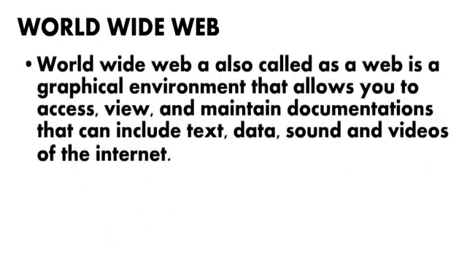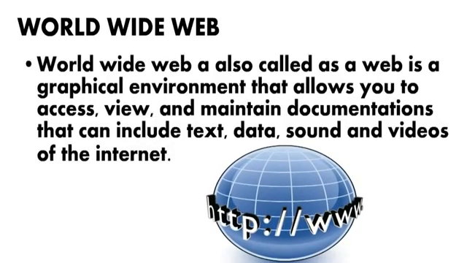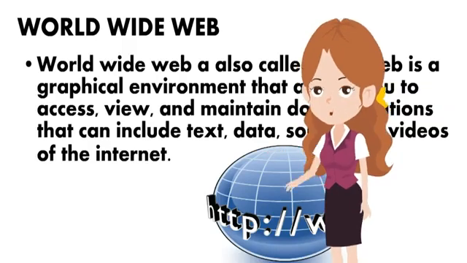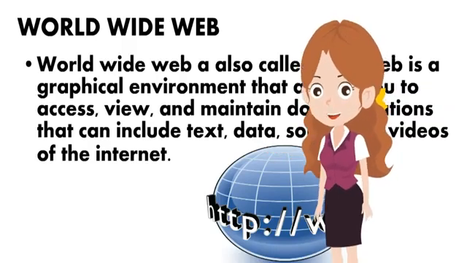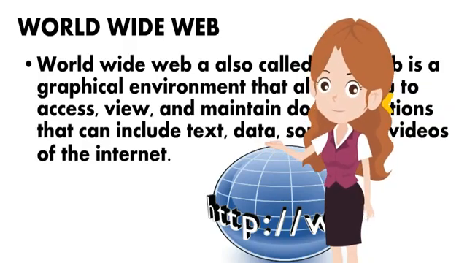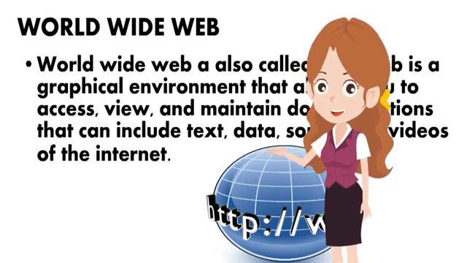The World Wide Web. World Wide Web, also called the web, is a graphical environment that allows you to access, view, and maintain documentations that can include text, data, sound, and videos of the Internet. It is an information system where documents and other web resources are identified by uniform resource locators, which may be interlinked by hypertext and are accessible over the Internet.